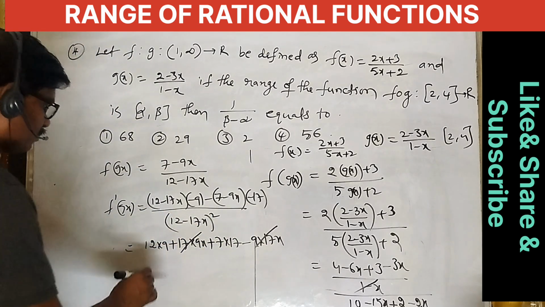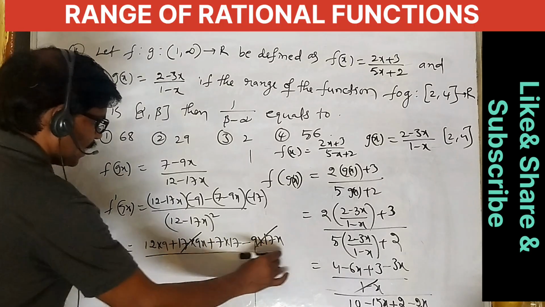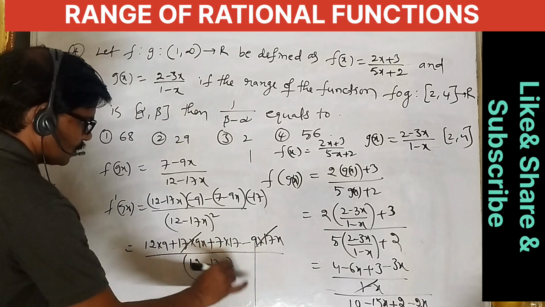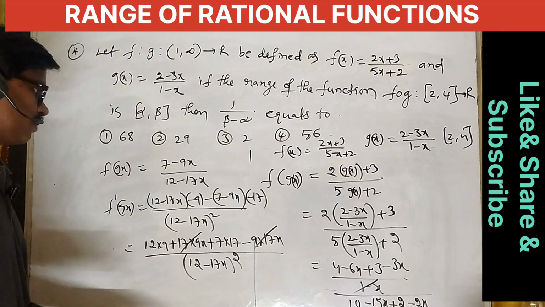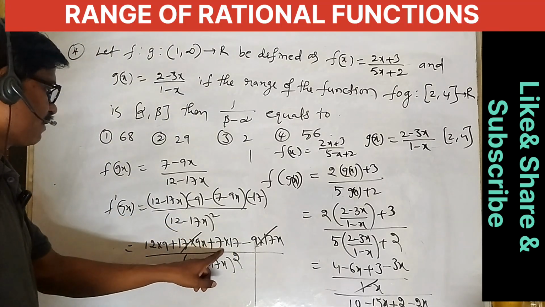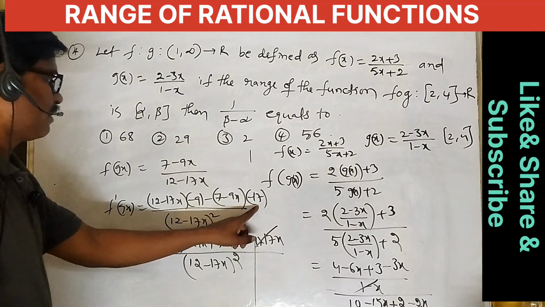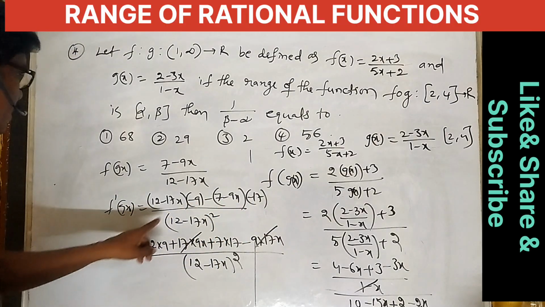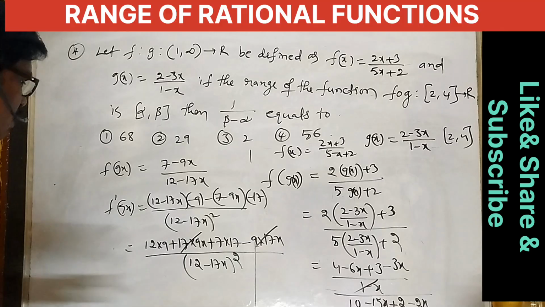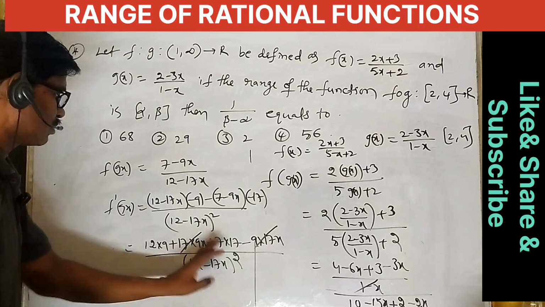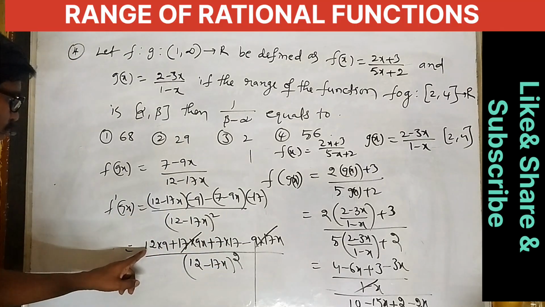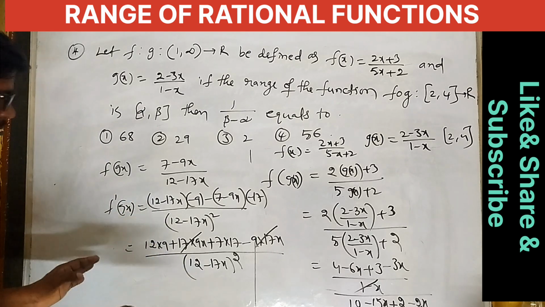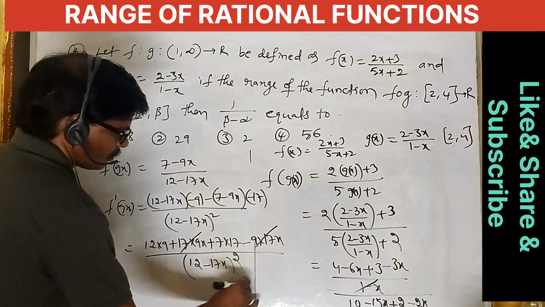Next this is the 12 into this one, by 12 minus 17x whole square. This is 7 into 17. This is negative, this is also negative, totally positive. Next here 17, this is also negative, totally positive. This is a positive value, this is also a positive value, totally positive value, greater than 0.